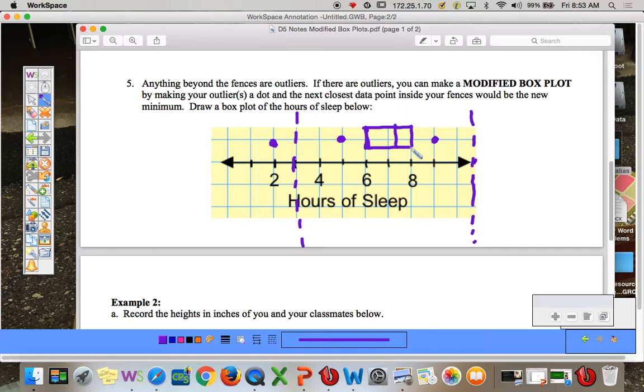So in a modified box plot, instead of stretching our whisker way out to 2, we put our fences in and show that most of our data is actually right here, and that 2 is mathematically an outlier. So that's how you make a modified box plot. Let's try one more example.